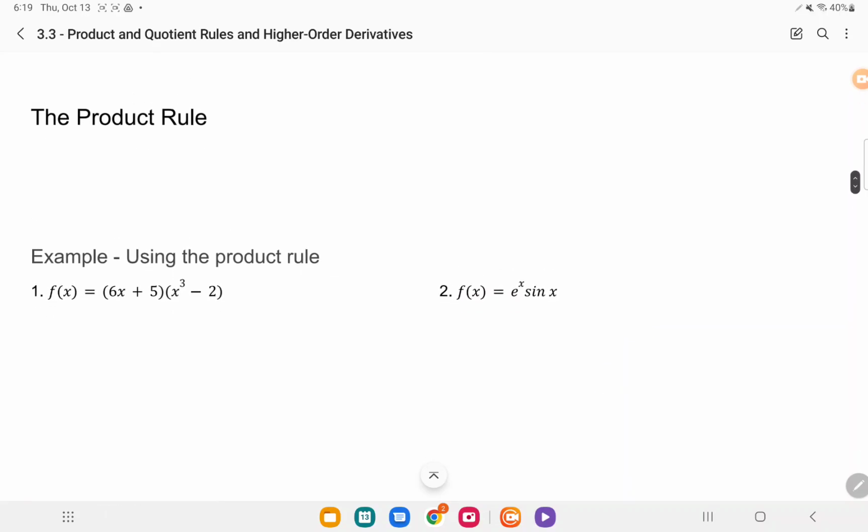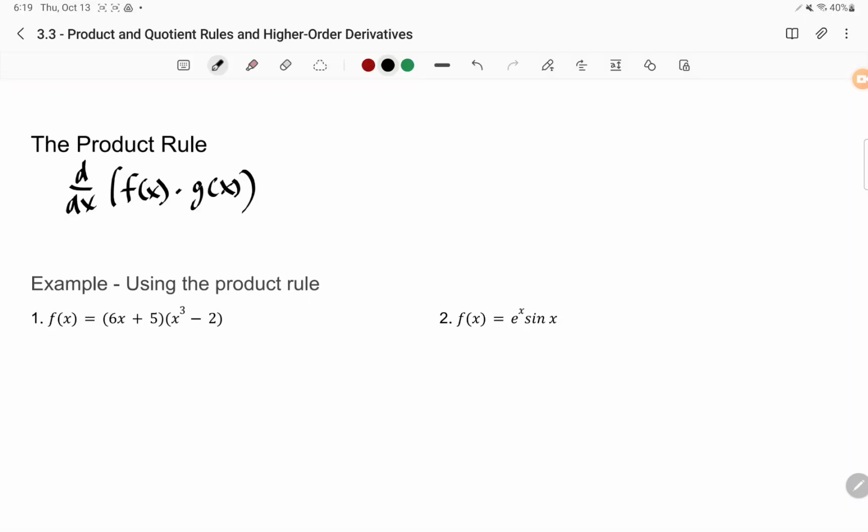So first of all, the product rule. The definition of the product rule is as follows. If you're finding the derivative of two functions being multiplied together, hence the product rule, it's essentially the first function times the derivative of the second function plus the second function times the derivative of the first function. Now remember, since multiplication is commutative, you can do these in whatever order you want to. Okay, so that is the basic definition for the product rule.